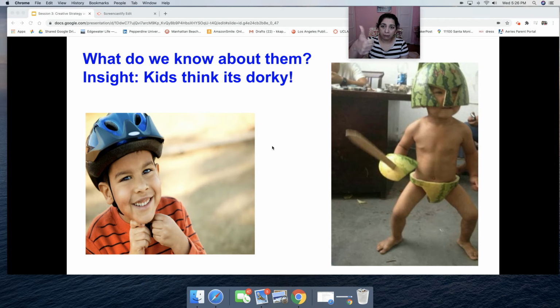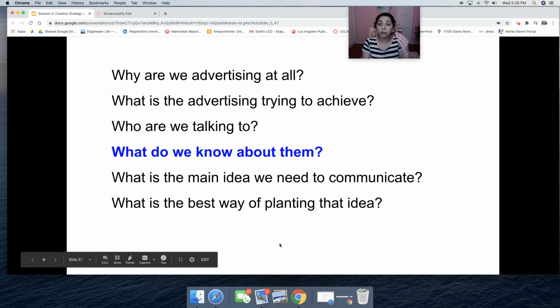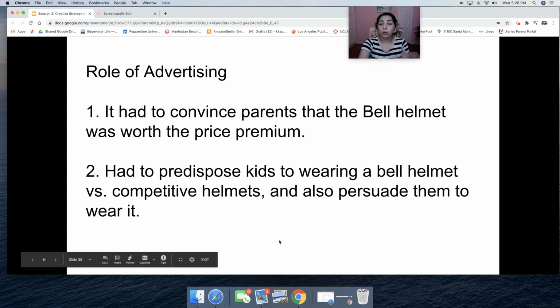So, A, it's expensive, but people will be willing to pay for it. B, it's not cool enough for the kid to wear it. So this is what we are learning when we do consumer insight, right? It's answering this question. What do we know about them? So based on that, what is the role of advertising here now?